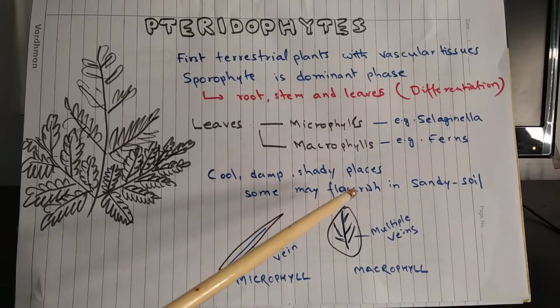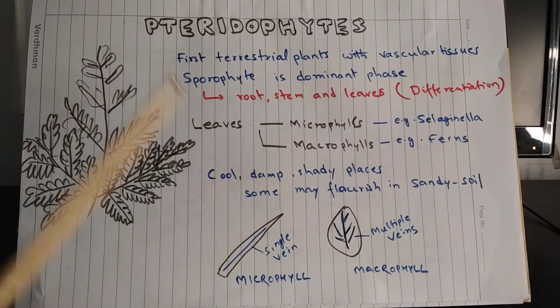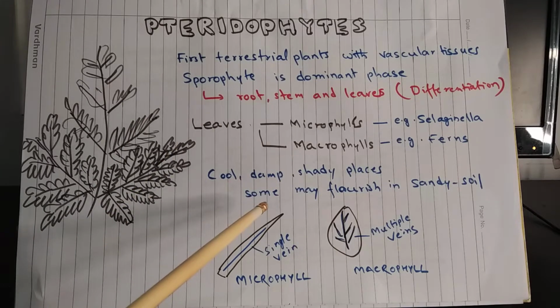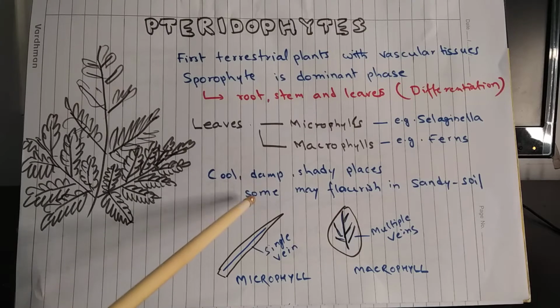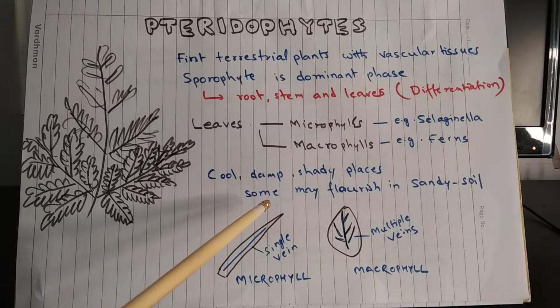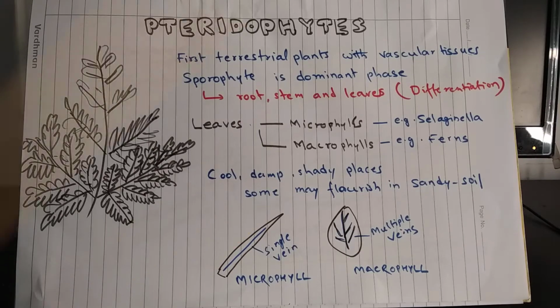As far as habitat is concerned, Pteridophytes are found in cool, damp and shady places. Some of them may flourish in sandy soil also. Pteridophytes are used as medicinal herbs, and many Pteridophytes are used as ornamental plants.